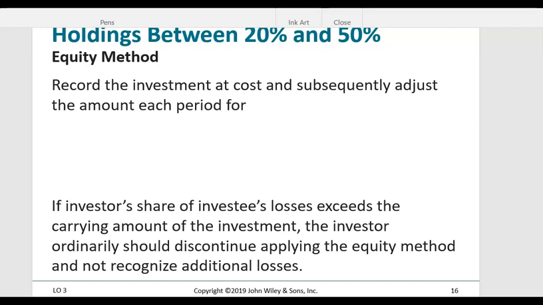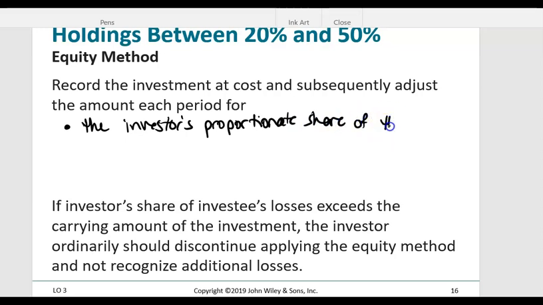When we own between 20 and 50% of another company's stock, we record the investment at cost, and subsequently we adjust the amount each period, not for changes in fair values, but for the investor's proportionate share of the earnings or losses of that investee company and dividends received by the investor.